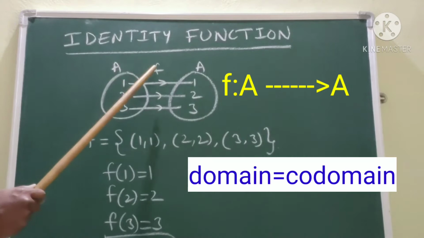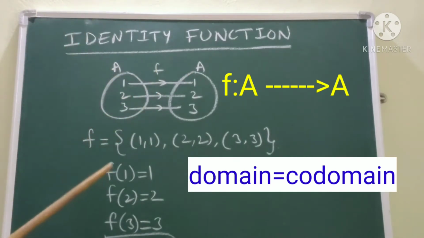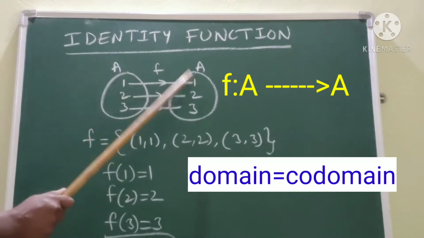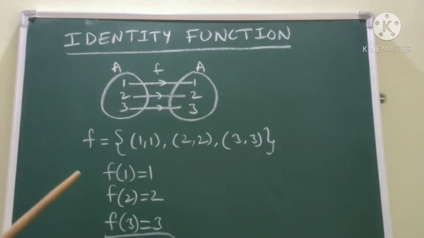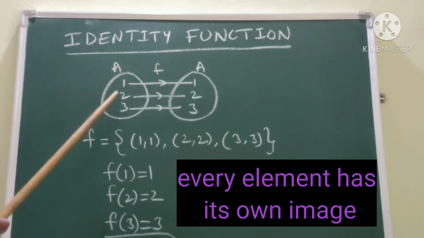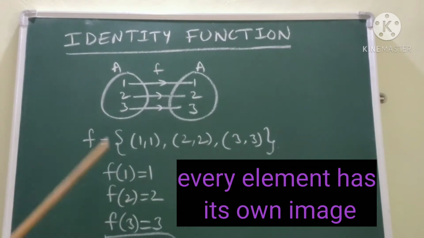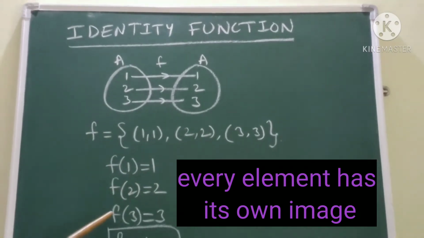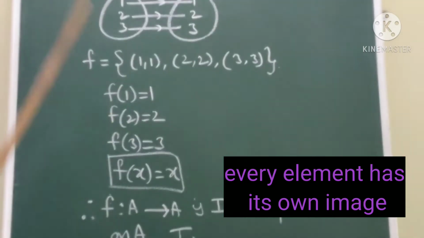Suppose f be a function from A to A, that means 1 is mapping with 1, 2 is mapping with 2, 3 is mapping with 3. That means every element has its own image. That means f of 1 is equal to 1. So what is the image of 1? 1. f of 2 is equal to 2. Image of 2 is 2. f of 3 is 3. Image of 3 is 3.